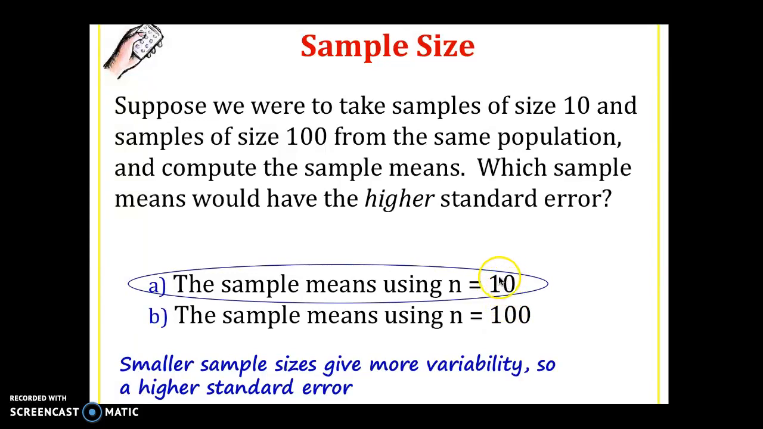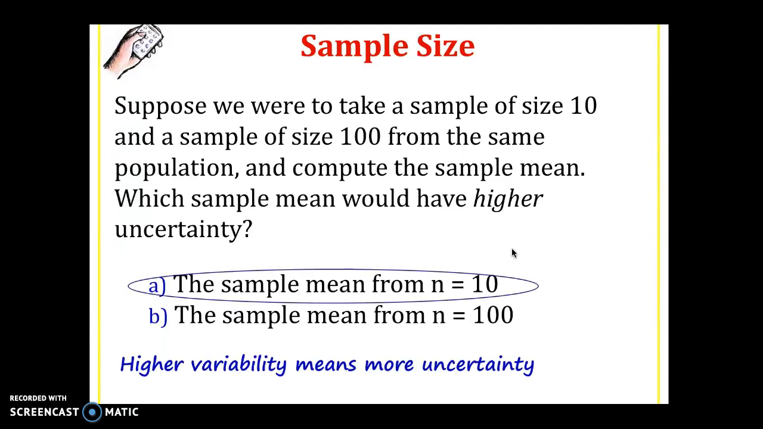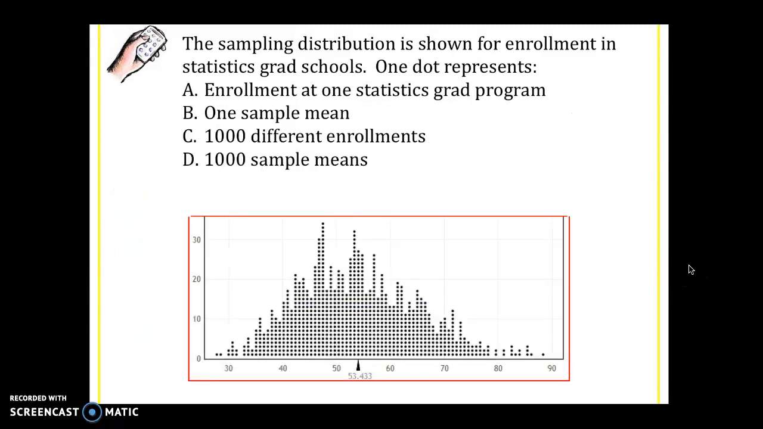If I have a small sample size, outliers will affect the statistic much more than if I have a much bigger sample size. Now the question: suppose we take a sample of size 10 and a sample of size 100 from the same population, and compute the sample mean. Which sample mean would have higher uncertainty? Hopefully you picked A, because this is essentially the same question as before. Higher standard deviation is the same thing as higher standard error, which is the same thing as higher uncertainty when we're looking at sampling distributions.